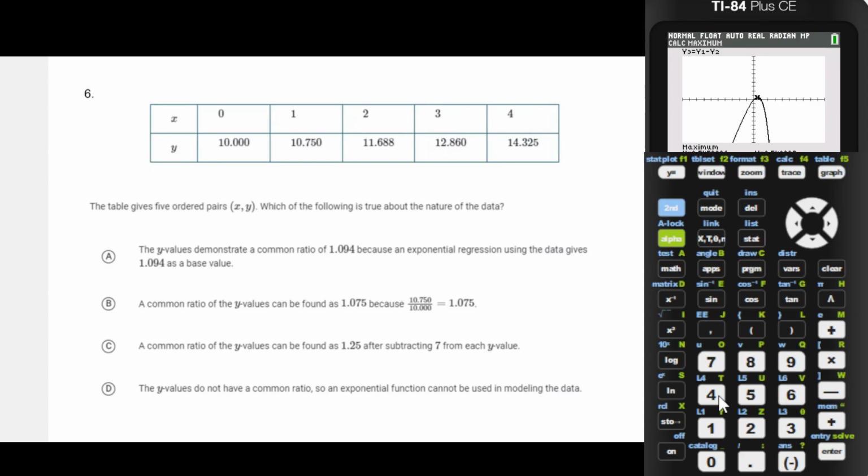Okay, I'm looking at the answer choices. An exponential regression does not necessarily mean the y values have a common ratio of 1.094, because if I multiplied 10 by 1.094, it would not be 10.75. I think it would be 10.94. And so that one's out. Then the common ratio that y values can be found as 1.075. Well, I'm going to test that by doing 11.688. No.